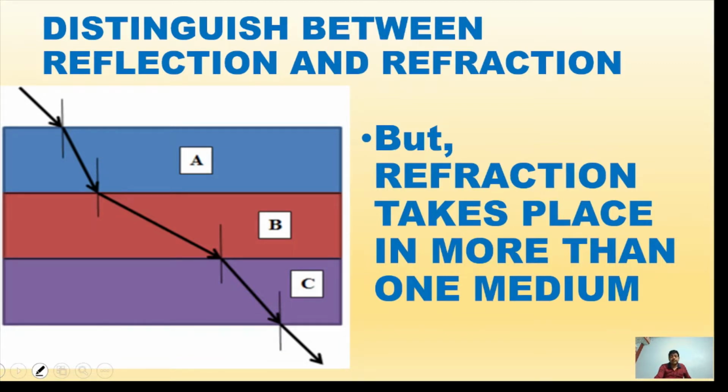When the light passes from medium A to another medium B and C, the light passes from one medium to another medium. It means the refraction takes place in more than one medium. The study of light in more than one medium is also known as the refraction of light. The study of light in more than one medium is known as what? Refraction of light, right?